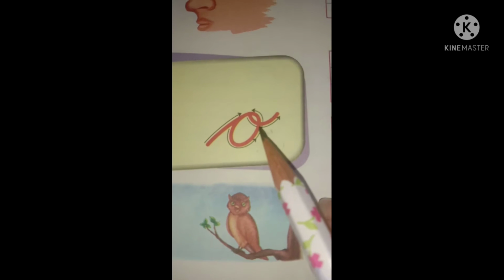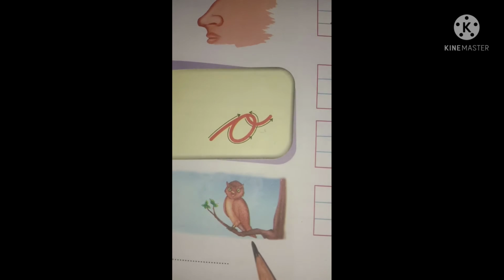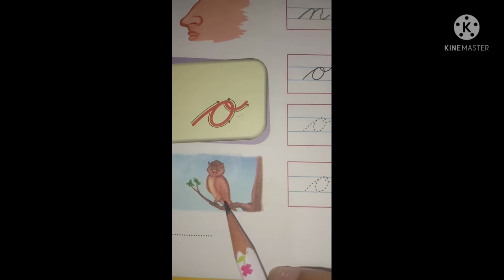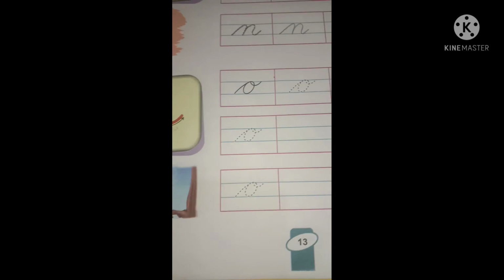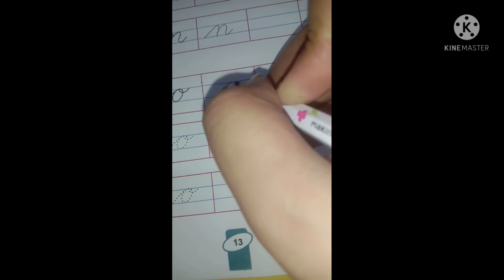It's letter O. O says owl. Okay, now let's see how to trace letter O. First we will make one slanting line, then we will make O just like a small O and then its tail. Slanting line, letter O and its tail.